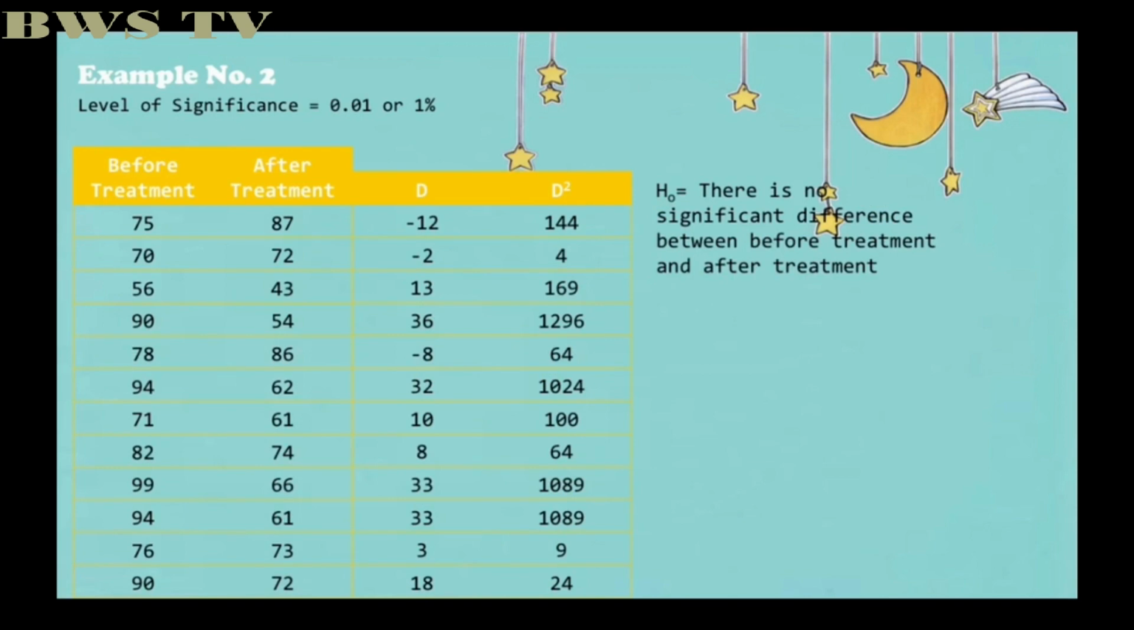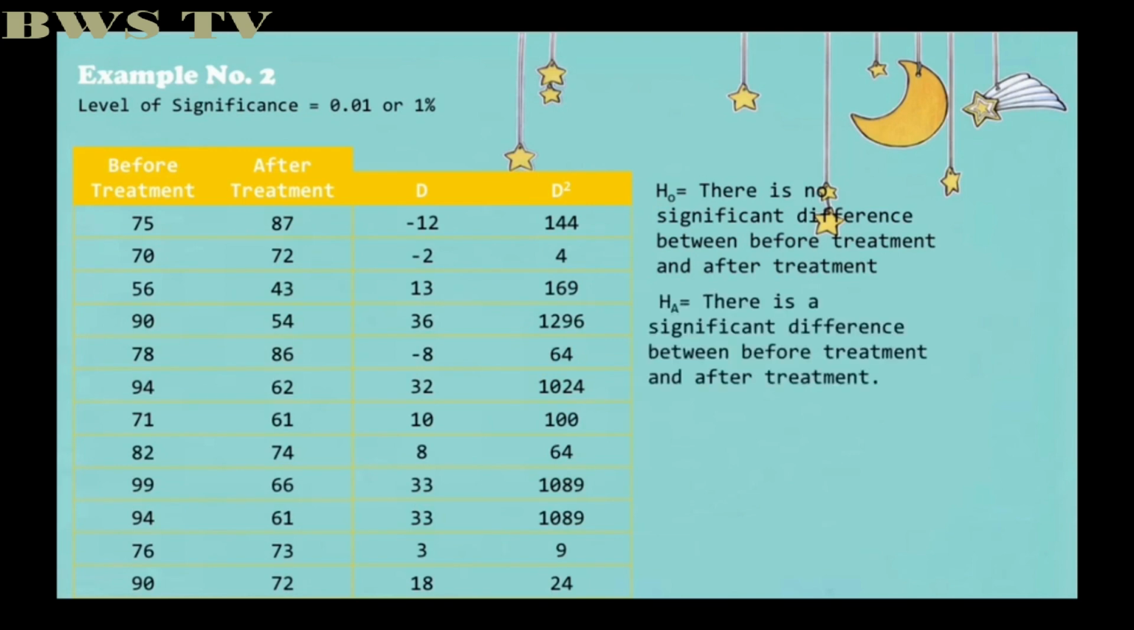So here's our example number 2. Level of significance is 0.01 or 1%. Our given table is before treatment and after treatment. Our null hypothesis: there is no significant difference between before treatment and after treatment. Alternative hypothesis: there is a significant difference between before treatment and after treatment. Next is to find the D and D squared. So this is the given table of the answers.